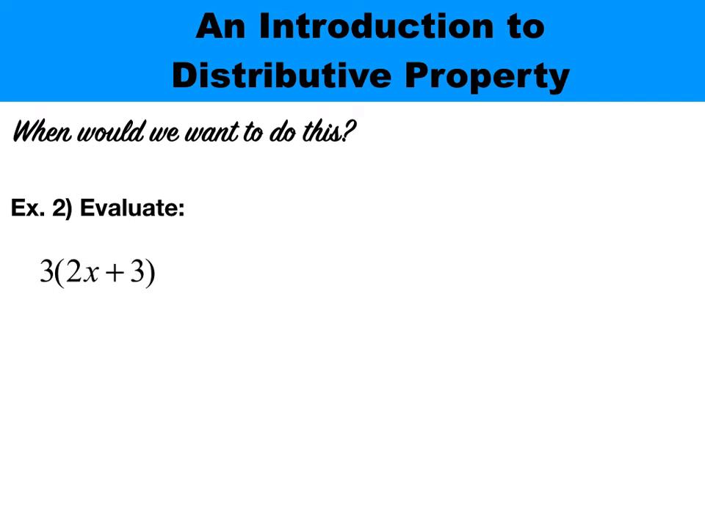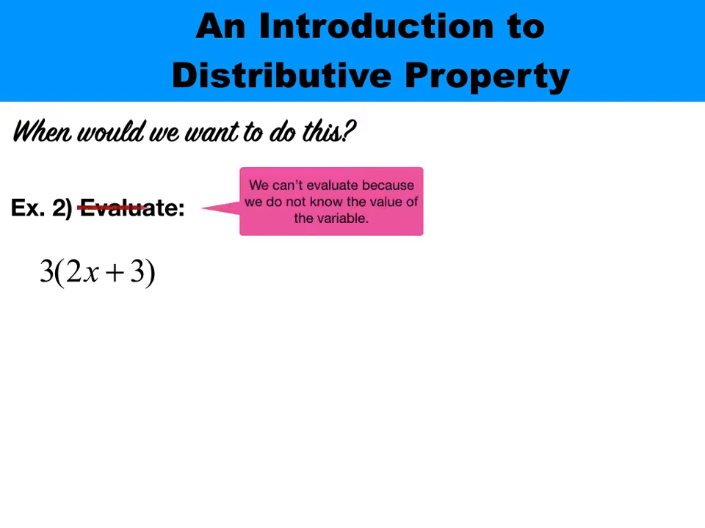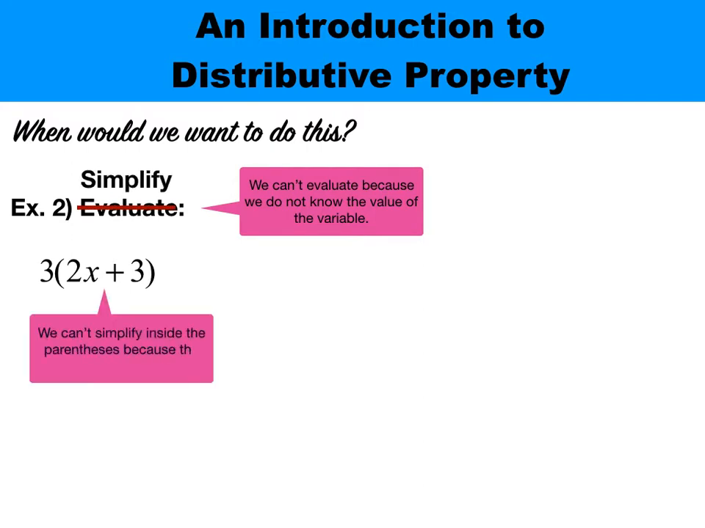This time, inside the parentheses, we do not have like terms. I can't actually go through and add those terms together. So I can't evaluate this. I don't know what the value for that x is. So instead, what I'm going to do is I'm going to ask you to simplify this expression. I can't simplify inside the parentheses because the terms are not like terms. But I can still look at this area model idea.